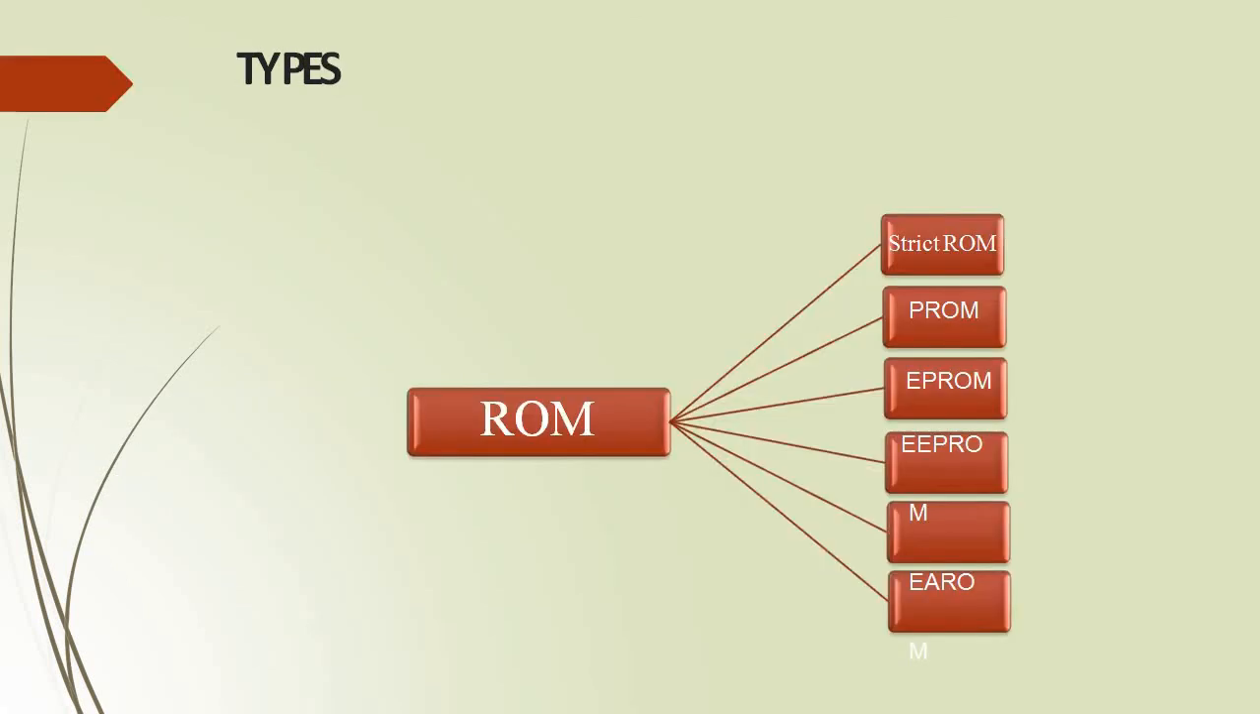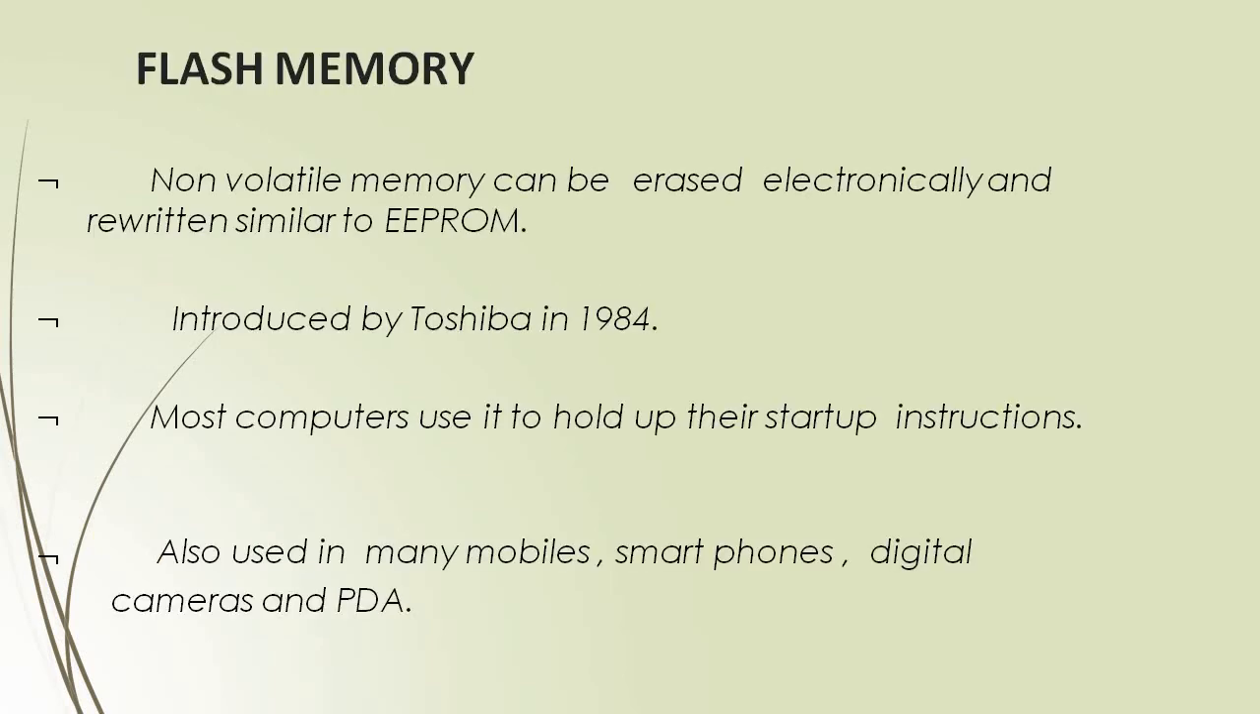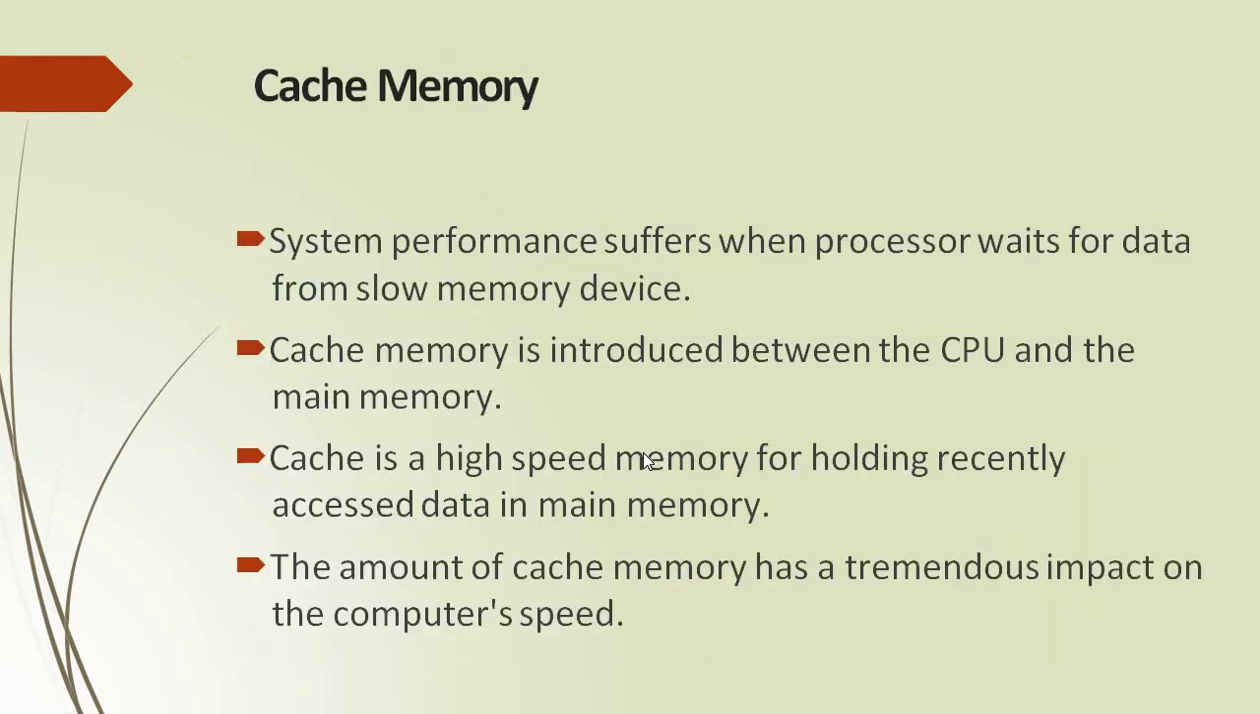Here we have learned various types, SRAM, PROM, EEPROM, and secondary memory such as CD and hard disk. We have learned about this memory. Then we have learned about flash memory. It was introduced by Toshiba in 1984, basically used in our mobile smartphones and digital cameras. These are the images of some flash memories.